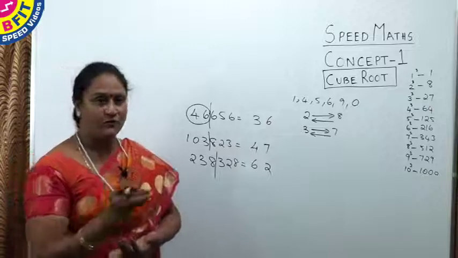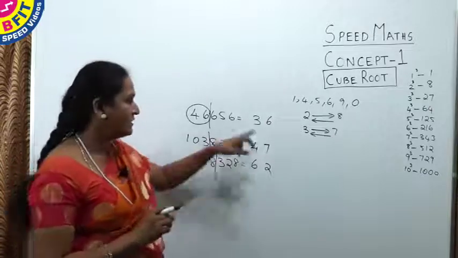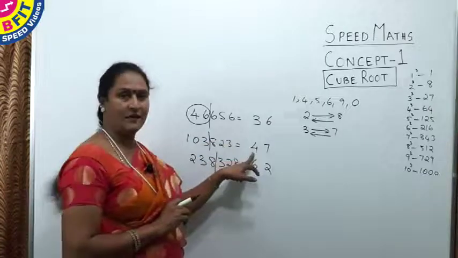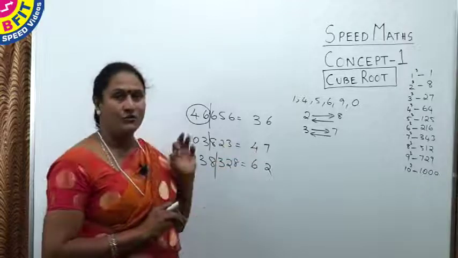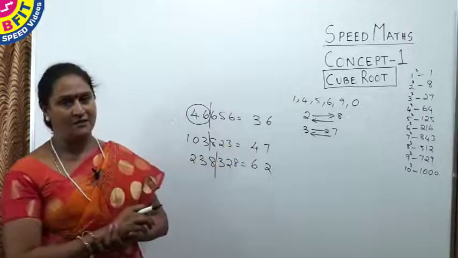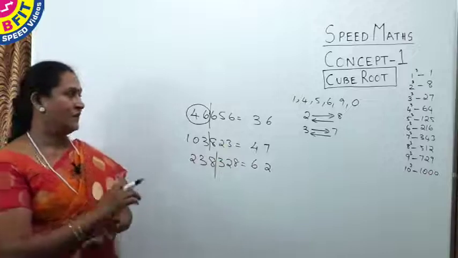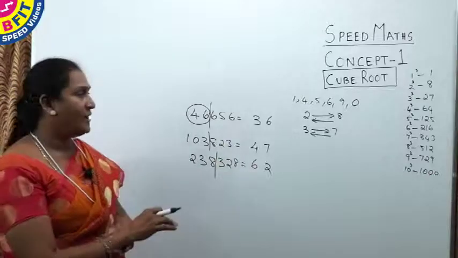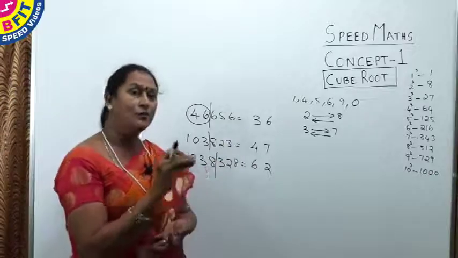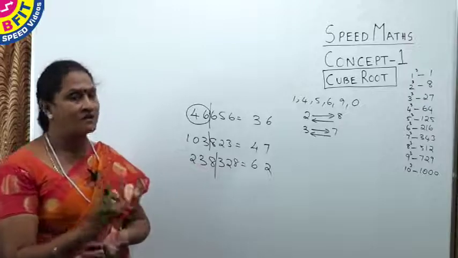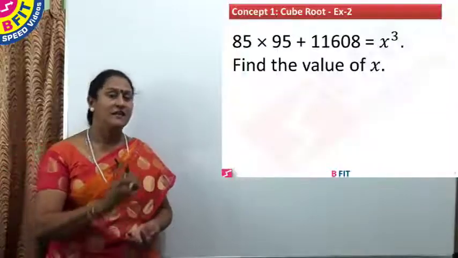So the cube roots of the 3 numbers which were given are 36, 47 and 62. Within seconds you can get the answer. Now we will see how to use this technique to work the cube root related questions which they ask in the exam. So we will see the next example.